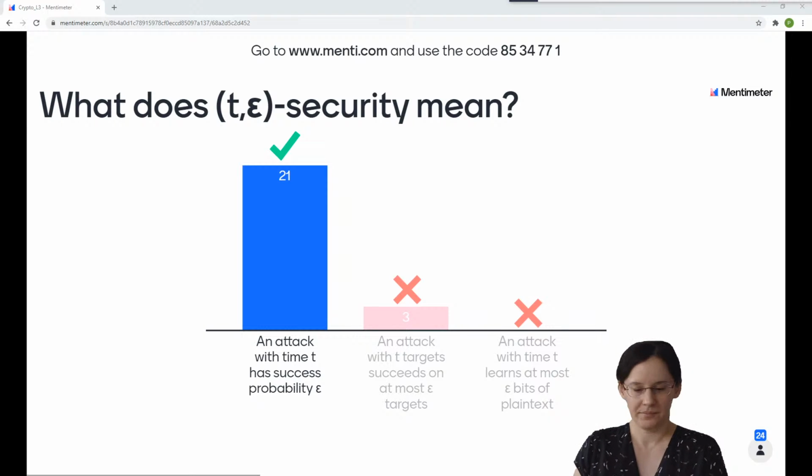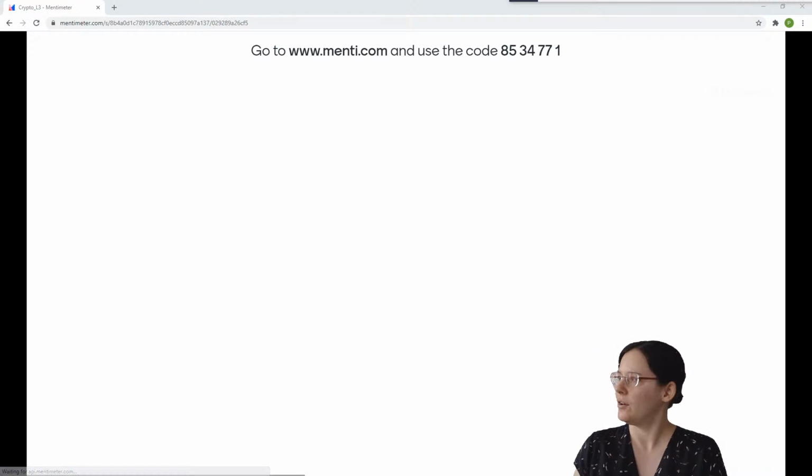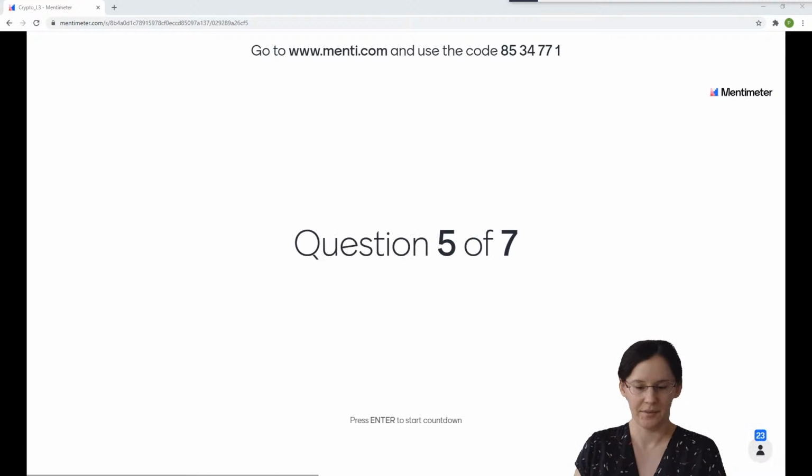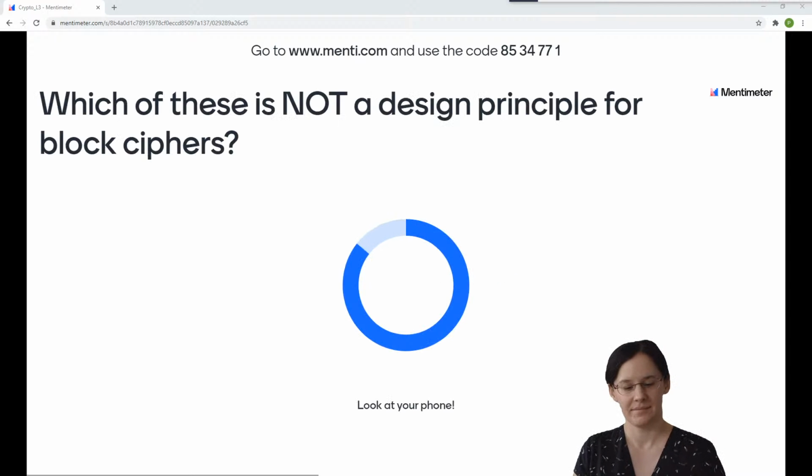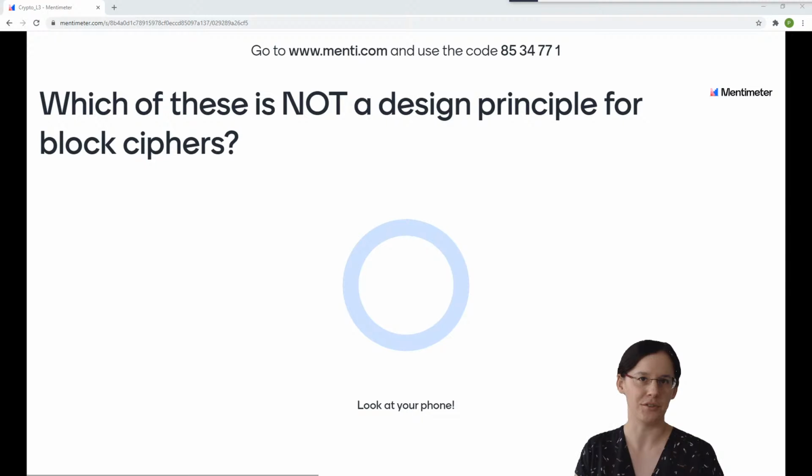Okay, on to the fifth question out of the 7. Which of these is not a design principle for block ciphers?